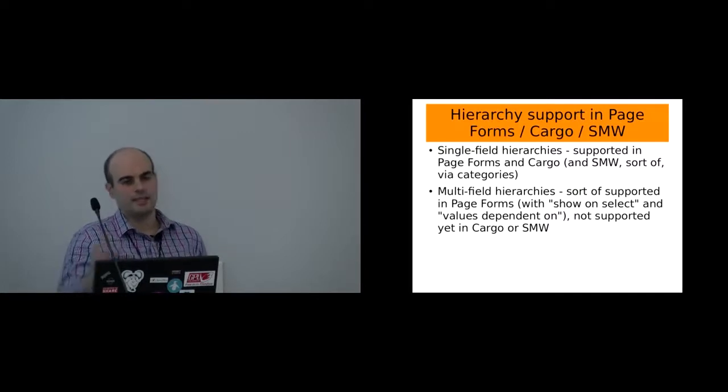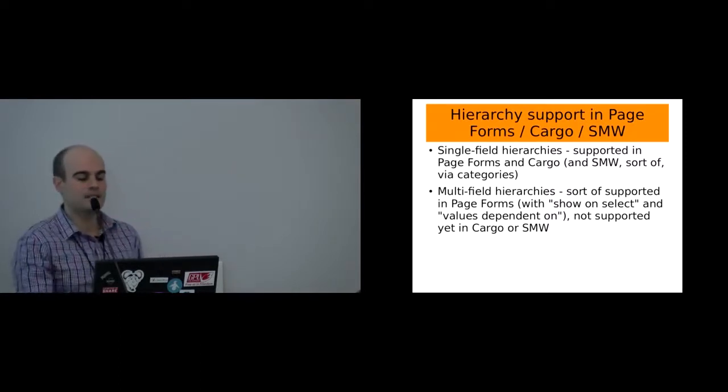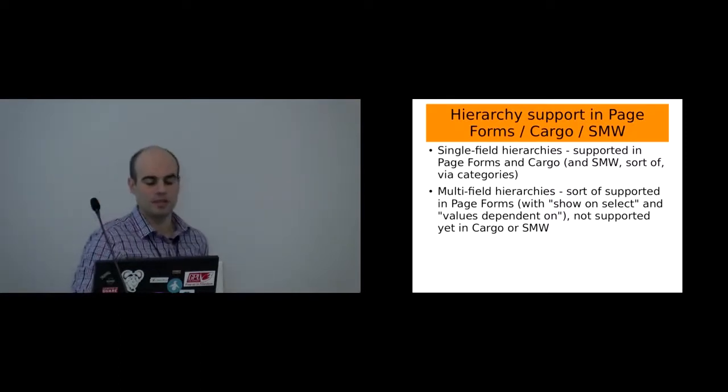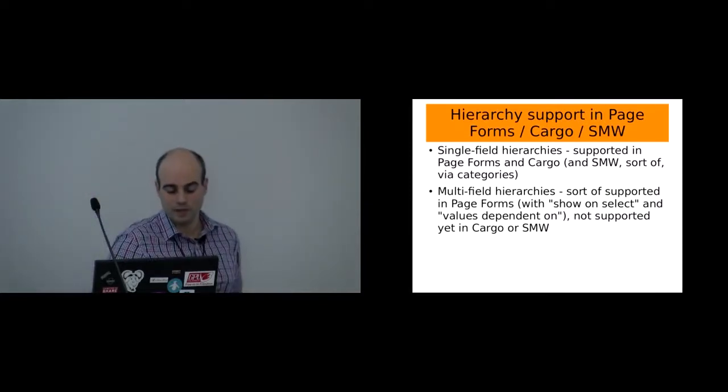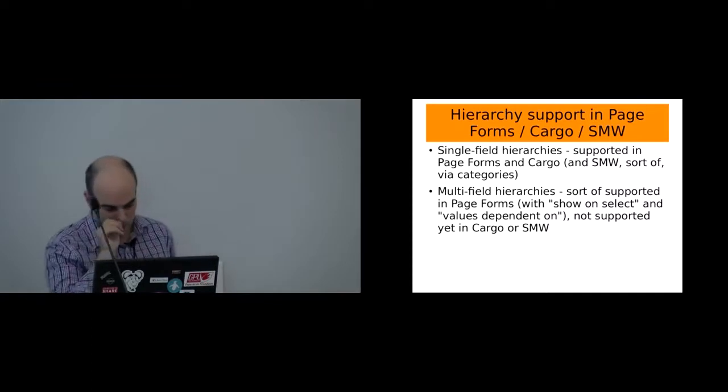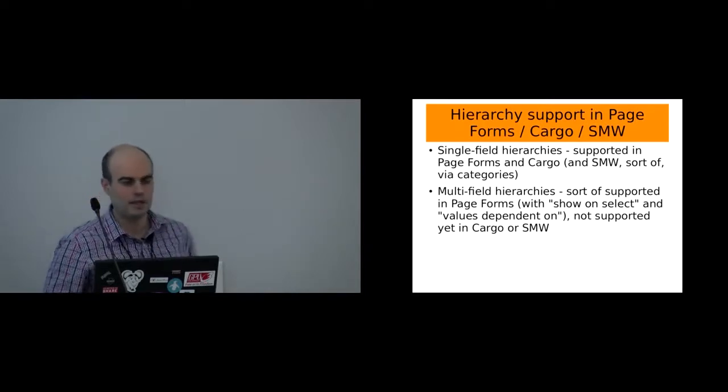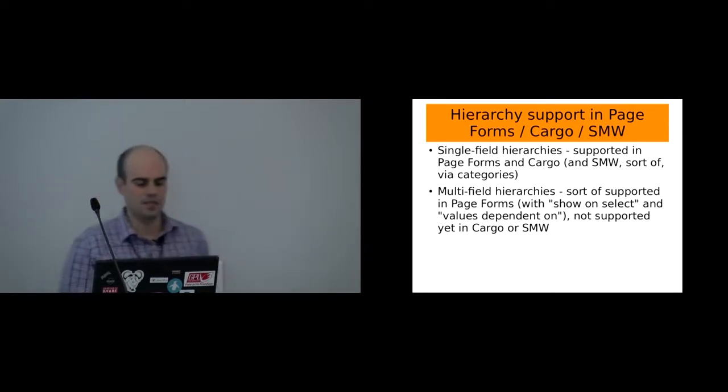Multi-field hierarchy is the thing with country, city, or whatever else: country, state, city. It's sort of supported in Page Forms with show on select and values dependent on. Those are two different ways of doing it, depending on exactly how your data is structured. It's not yet supported in Cargo or Semantic MediaWiki, but it certainly is something that I would like to see added to Cargo, to the Cargo extension.